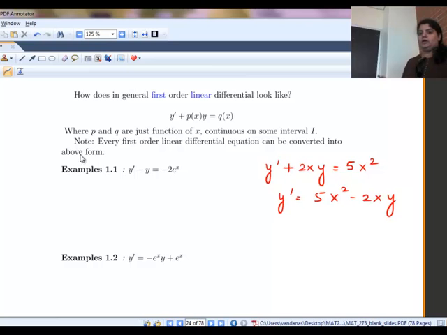Okay, so every first order linear differential can be converted into the above form. If it's linear, then you can find out px and qx and you can put it in this form. So what is px in this differential equation? If you compare it from the above, px has to be -1 and qx has to be -2e to the x, right? Coefficient of y is your px. This is also called as standard form.